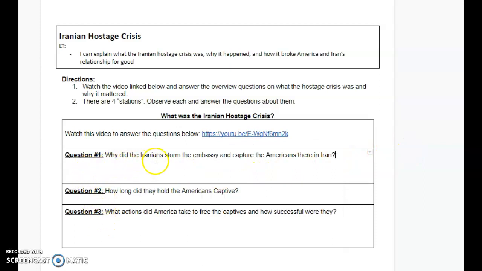The first one, why did the Iranians storm the embassy and capture the Americans there in Iran? So, like, what were the Iranians mad about? Why did they storm the embassy? And, like, what was their goal? How long did they hold the Americans captive? That one should just be a number, very short. And then what act did they free the captives, and how successful were they?